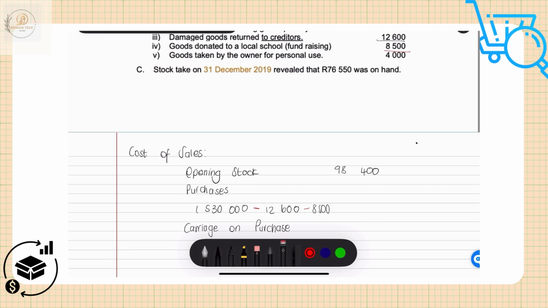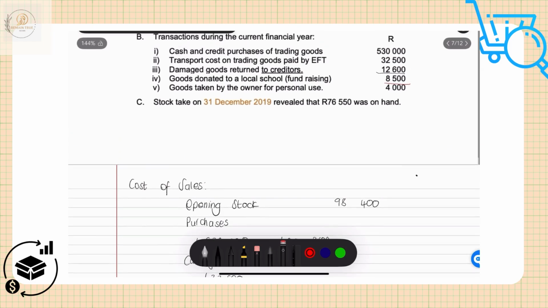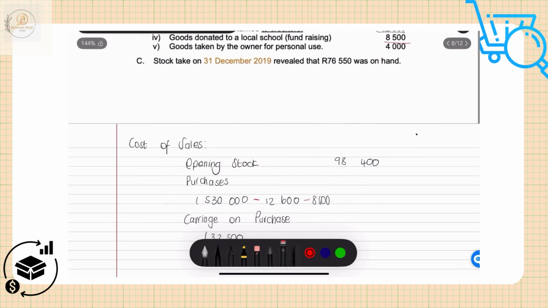Let's go to our next one, number 5. Goods taken by the owner, the trigger for drawings for personal use. This is 4,000. It's no longer in our possession. We cannot account for it. It is gone. We can't talk about stock we don't have on us. We bought it, but it's gone now. So it needs to come out, and this is an amount of 4,000. Let's subtract 4,000 from our total purchases.